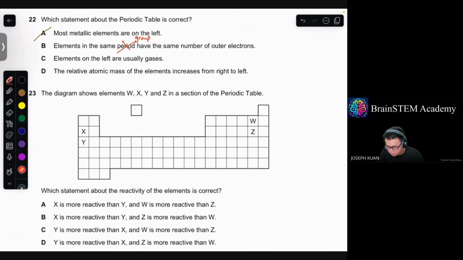C, elements on the left are usually gases. That should be on the right hand side, not the left hand side. And in fact, not all of them are gases. Some of them are liquid, and even some of them are solid. So D, the relative atomic mass of the elements increases from right to left. That's wrong. It should be increasing from left to right.